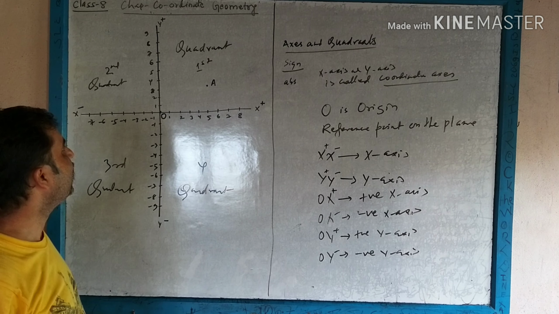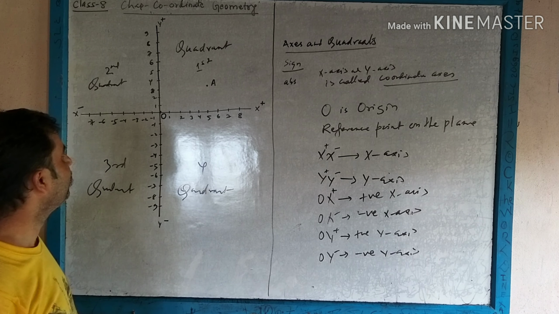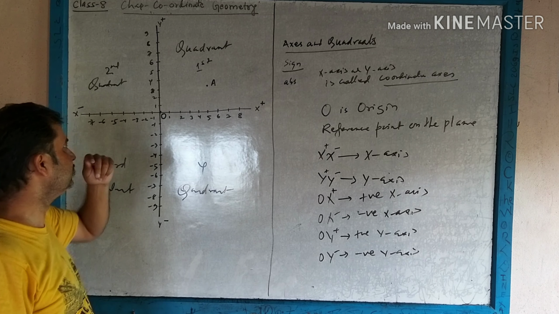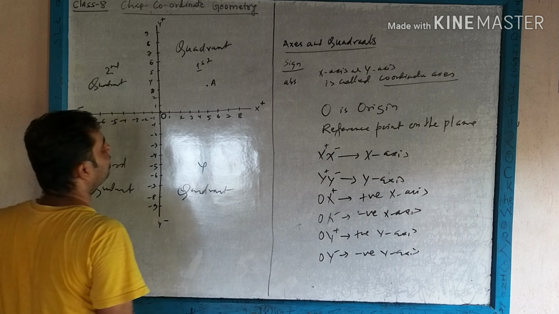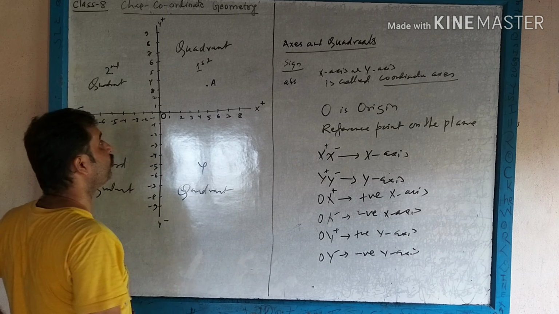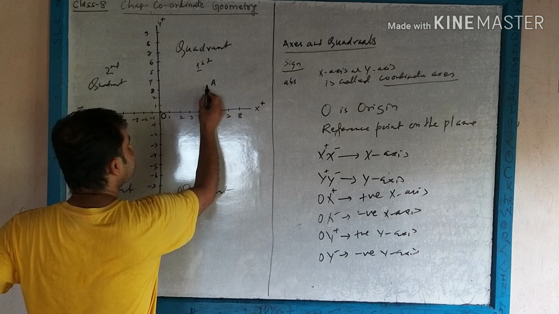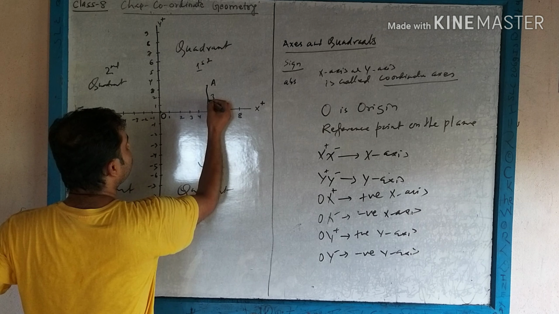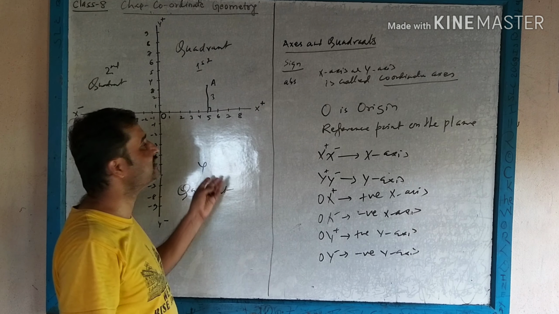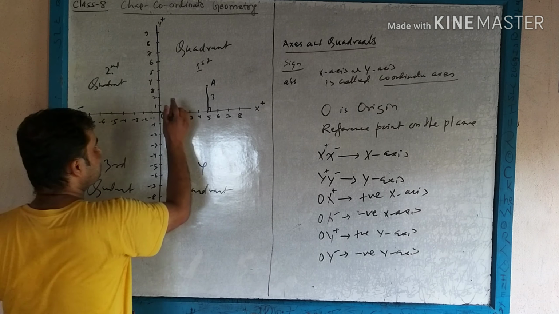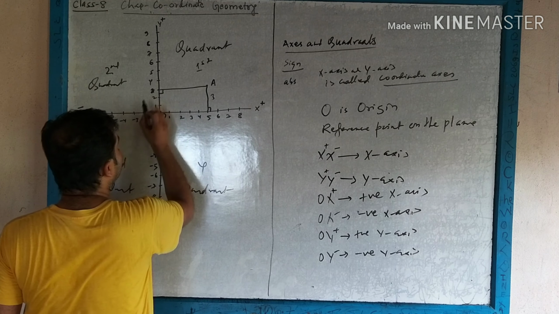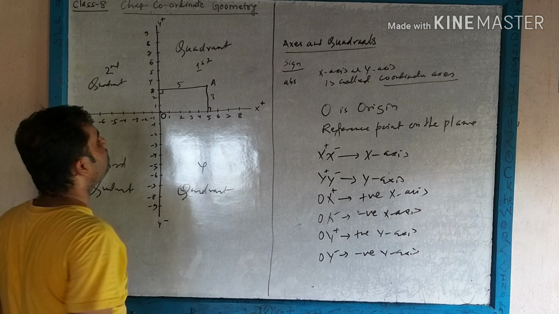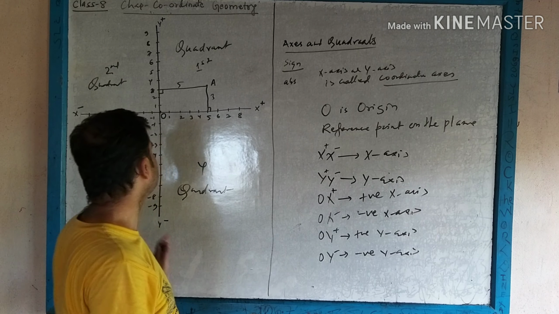How far is the point A from the origin? If I talk about how far the point A is from the x-axis, then you draw a perpendicular here. Now you count 1, 2, 3. The point A is 3 units above the x-axis. And you draw a perpendicular here, and the point A is how much? 1, 2, 3, 4, 5. Yes, this is 5 units right of the y-axis.